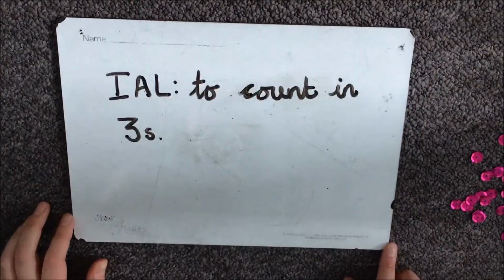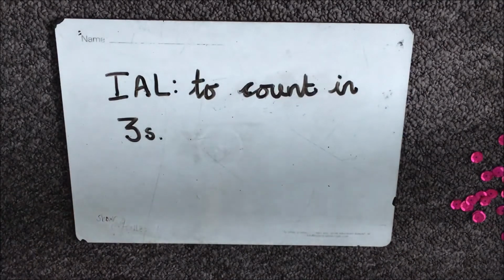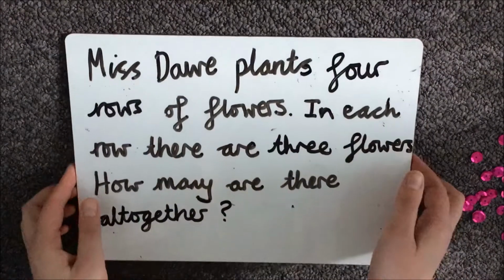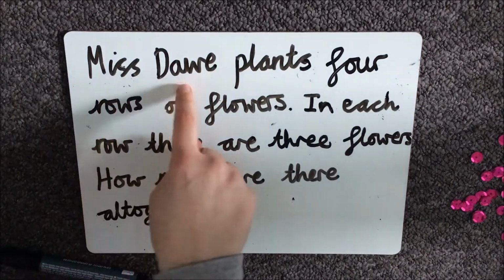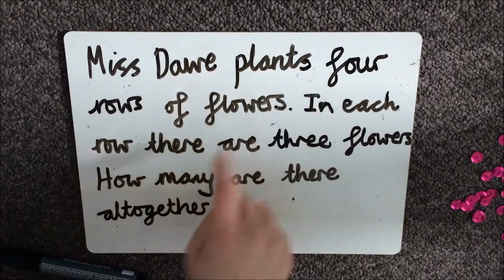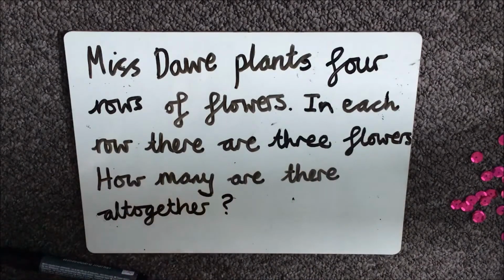Today we are going to be learning to count in threes to help us solve word problems and learn our 3 times tables. To start with, we're going to read a word problem and I would like you to think about how we solve it. So it says, Miss Dawe plants 4 rows of flowers. In each row there are 3 flowers. How many are there all together? What are the most important bits of information in this word problem?